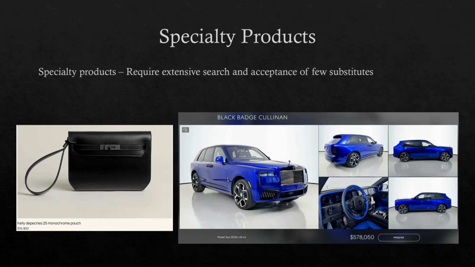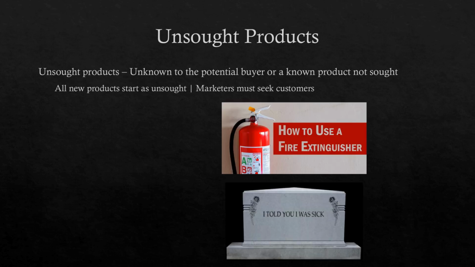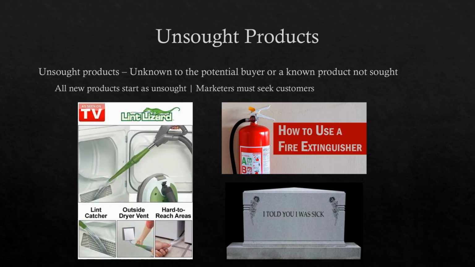The last type of consumer product is an unsought product. An unsought product is a product that is unknown to the potential buyer, or it is a known product that the buyer does not actively seek. Some examples for us of unsought products: fire extinguishers, headstones, I told you I was sick, and my favorite, the lint lizard. Headstones and fire extinguishers most likely fall into the definitional part that says a known product that the buyer does not actively seek.